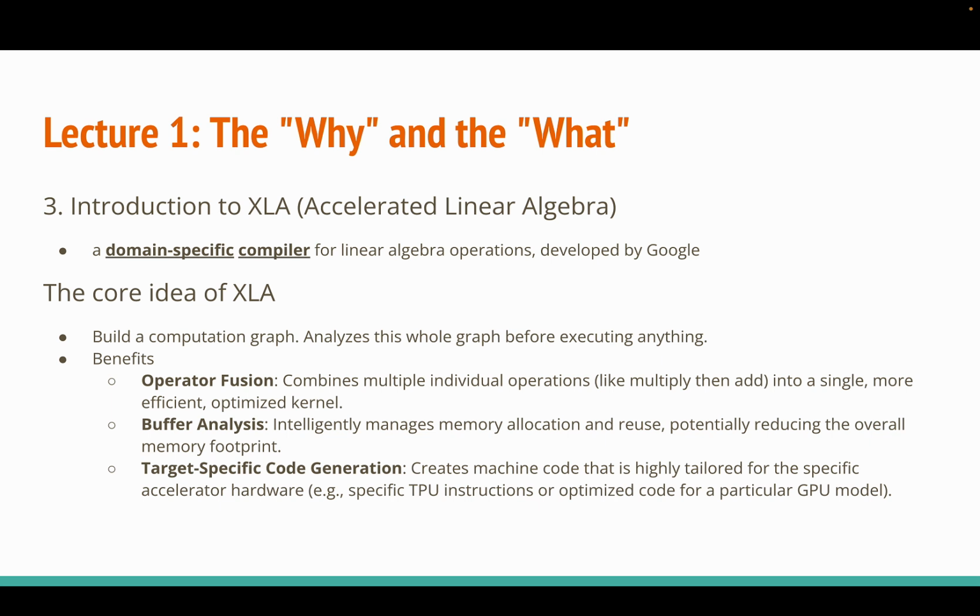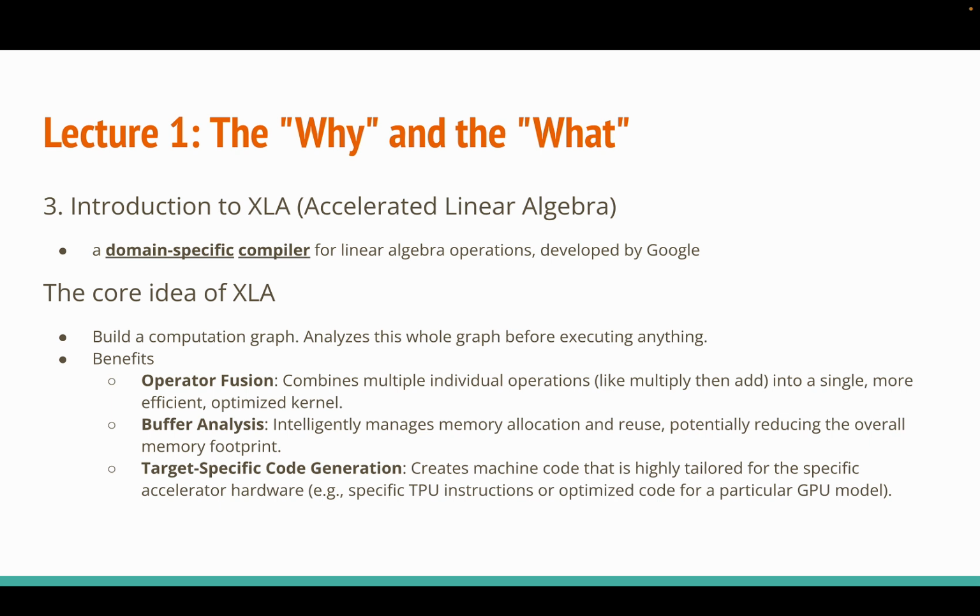It analyzes the whole graph before executing anything. The benefits of doing so include operator fusion, buffer analysis, and target-specific code generation. Operation fusion is simple to understand. It combines multiple individual operations into a single, more efficient, optimized kernel.